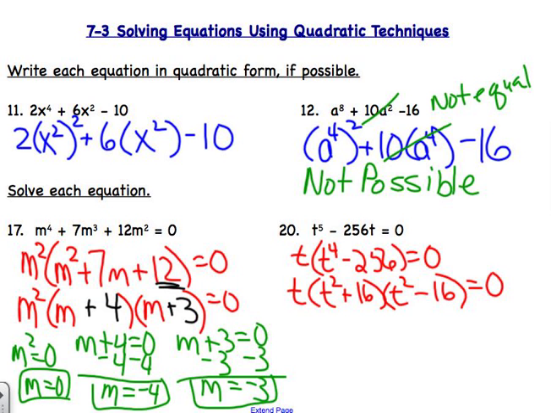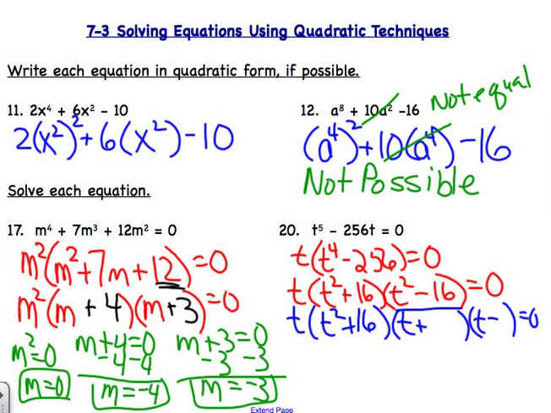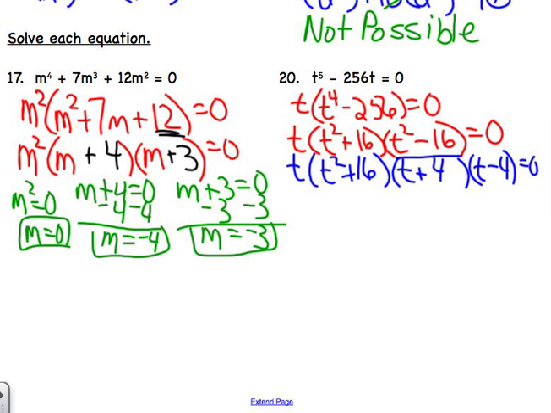Since our last factor, t squared minus 16, is again a difference of perfect squares, we can factor that further. So we have t squared plus 16, and then t squared minus 16 gets factored into t and t. One is plus, one is minus. The square root of 16 is 4. Set each of the factors equal to 0, and you get t equaling 0 is one of your solutions.